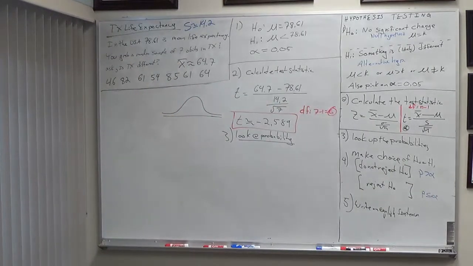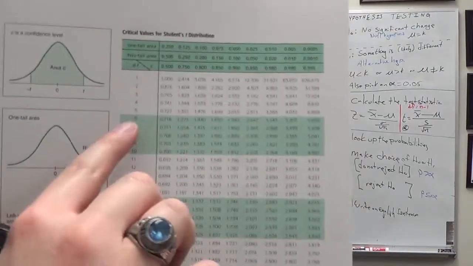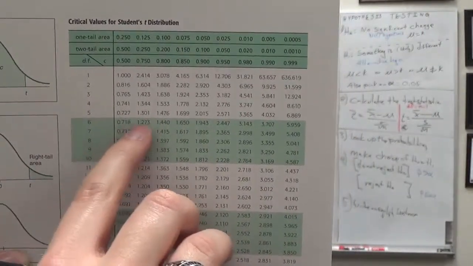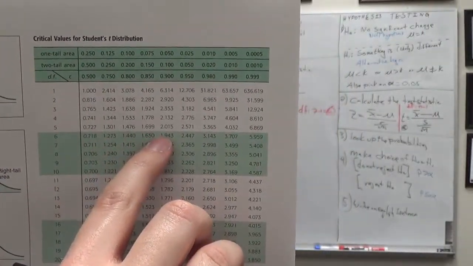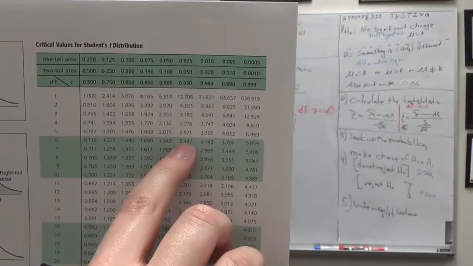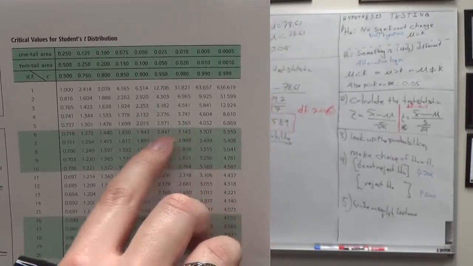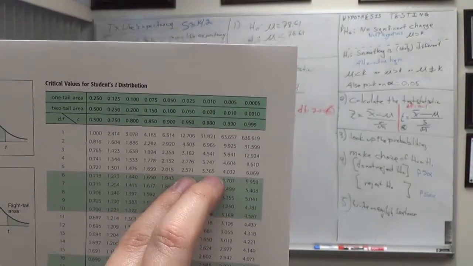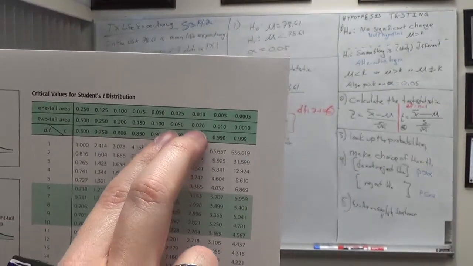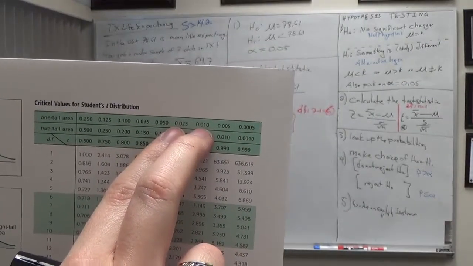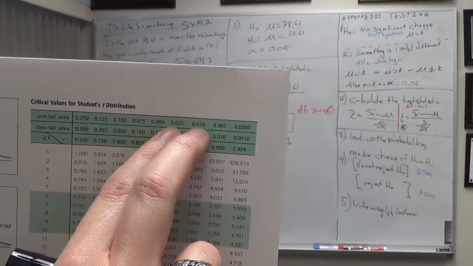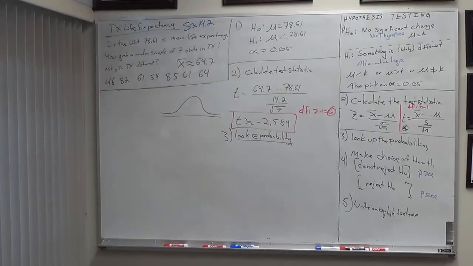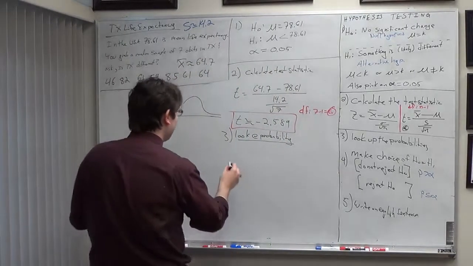I'm looking for the number 2.589 in the row of 6. So first I find 6 degrees of freedom here, and I follow across. And notice these numbers keep on getting bigger, so I'm looking for when I reach 2.589. And here's 2.4, and here's 3.1, so 2.589 lives somewhere in between these two. I follow these two up to the one-tailed area row, and this tells me that the one-tailed area is going to live between 0.01 and 0.025. So let me take that now and write this down.